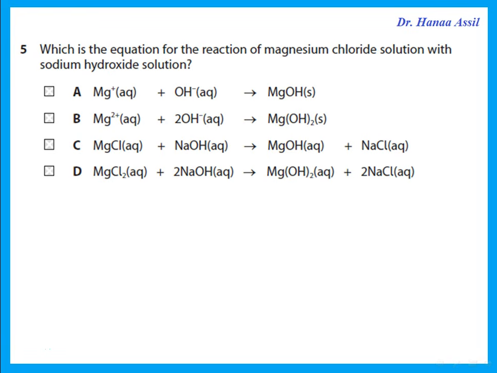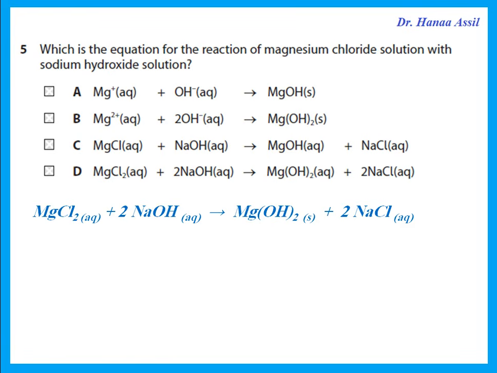Which is the equation for the reaction of magnesium chloride with sodium hydroxide? So obviously he's talking about ionic equations. So let's write the equation out. This is the equation of magnesium chloride with sodium hydroxide to give magnesium hydroxide plus sodium chloride. We balance it, so this is the balanced equation. And then we take into account the states of each of these. So magnesium chloride is aqueous, sodium hydroxide is aqueous. Magnesium hydroxide is a solid.